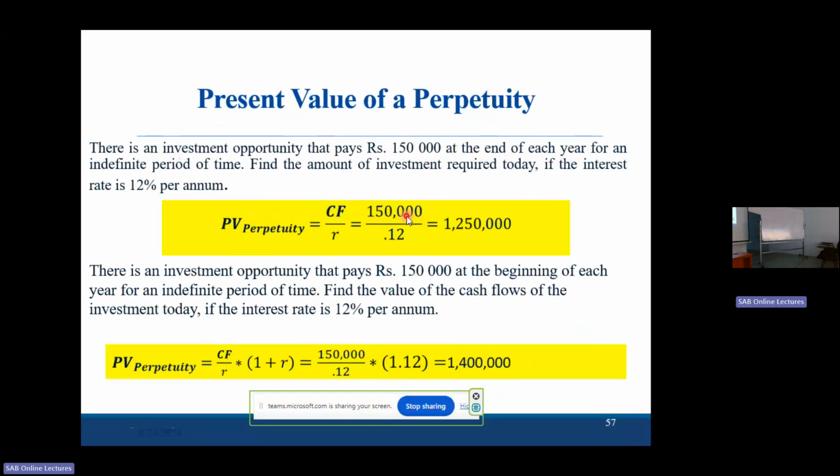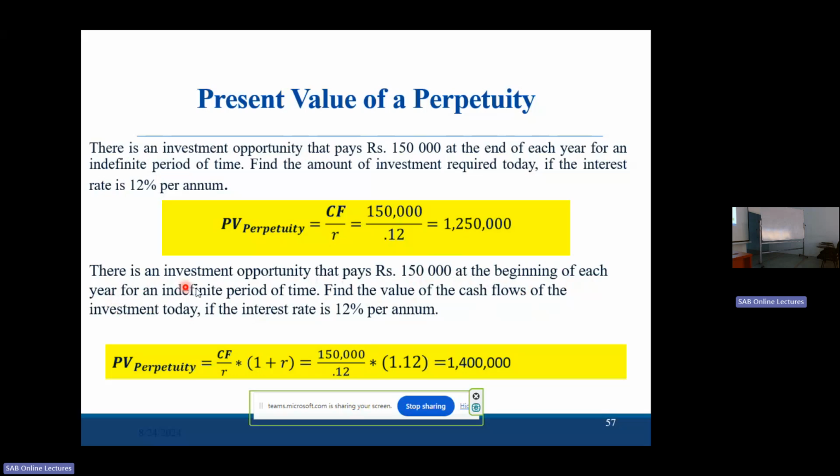You cannot apply the annuity present value formula, no, because this is a perpetuity. Simply, you can calculate the present value of this perpetuity: 150,000 divided by the discount rate. So that is 1 million, 250,000. If this 150,000 occurred at the beginning of each year, suppose there is an investment opportunity which pays 150,000 at the beginning.